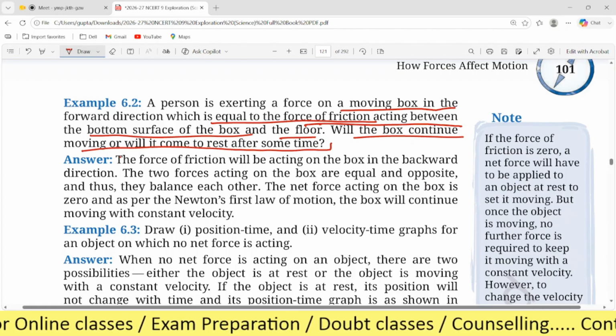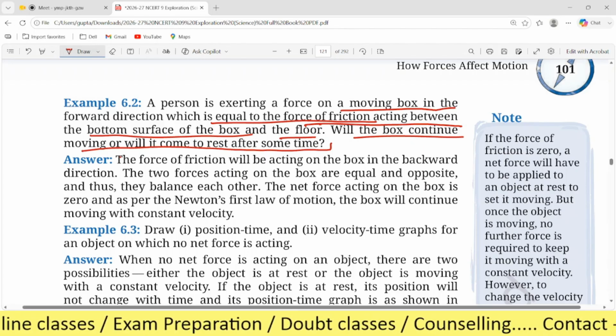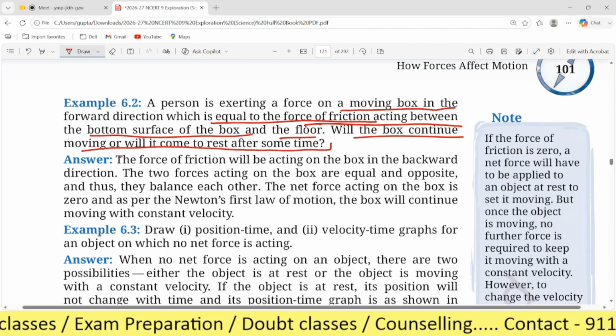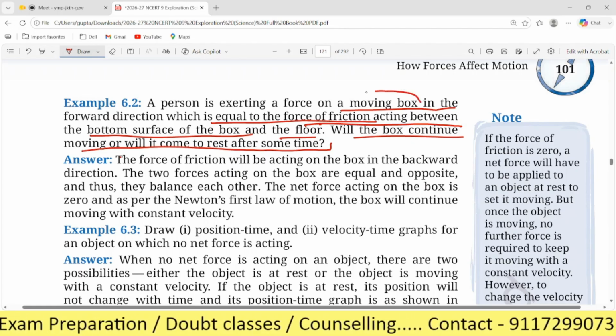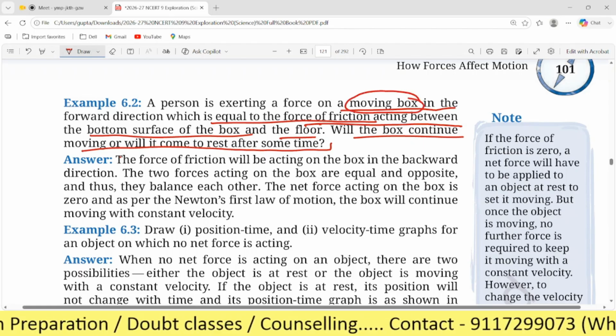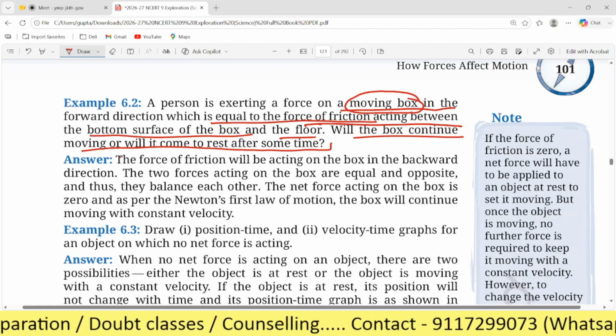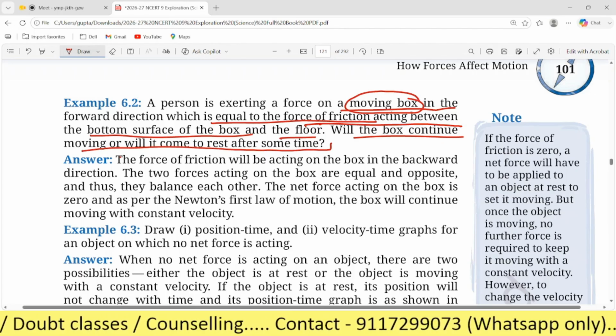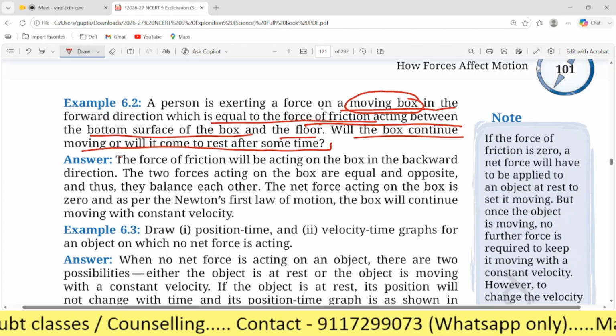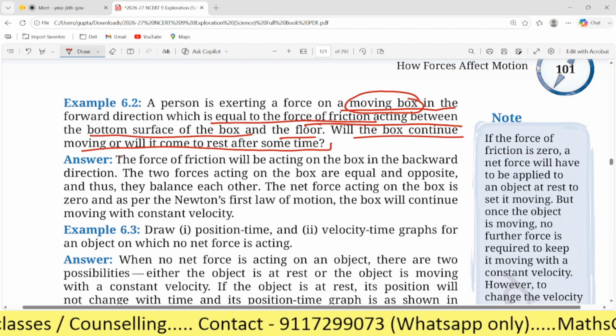No, exerting a force on a moving box won't stop it. The box is moving, right? Then the moving box will continue its path at the same velocity. Yes, very good, correct. Because here the net force is zero.